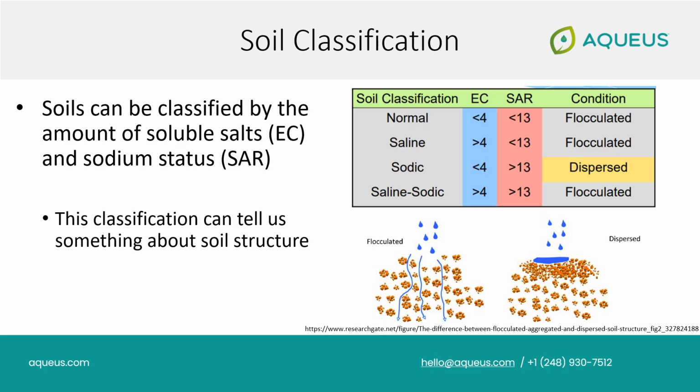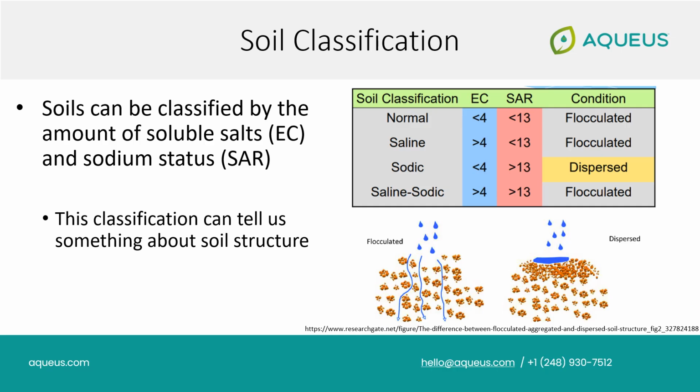So if we look at soil classification and how they're determined, so we have normal, saline, sodic, and saline sodic. So we can see the EC on the normal is low and the SAR is low. SAR is the sodium absorption ratio, so it tells us what the sodium status is. So it is flocculated. The saline soil is also flocculated, so the EC is high, but the SAR is low. And the saline sodic there on the bottom, both the EC and the SAR are high, but they're flocculated.